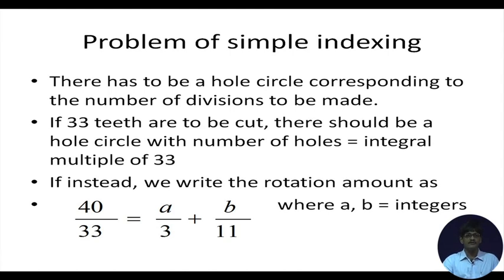We say that if that denominator can be broken down into its respective factors, then we might be able to employ the method of partial fractions and achieve something called compound indexing. That means, this rotation which is required, which is 1 and 7 by 33rd of a rotation, will be equal to the algebraic sum of these two. They might have different signs also. What is the restriction on A and B? First of all, A and B are whole numbers, integers, and they have to satisfy this particular equation.